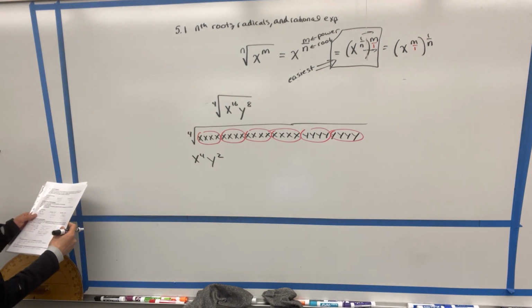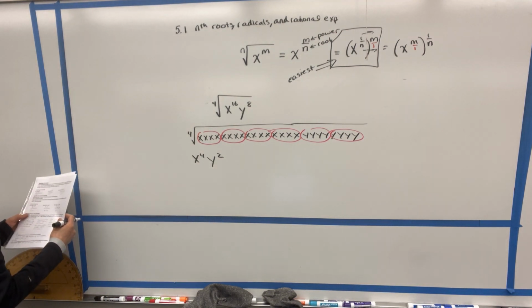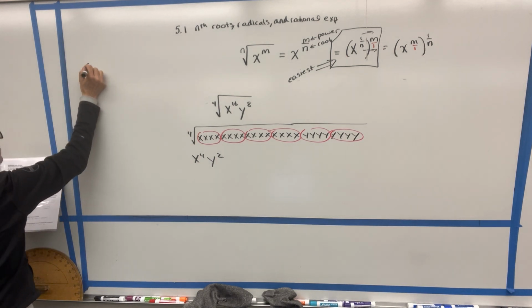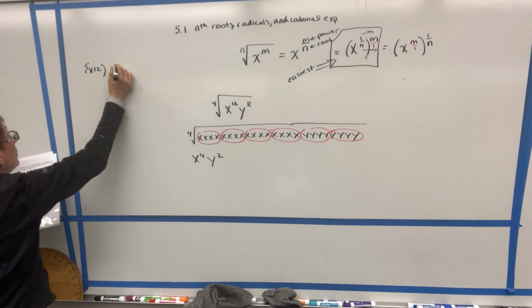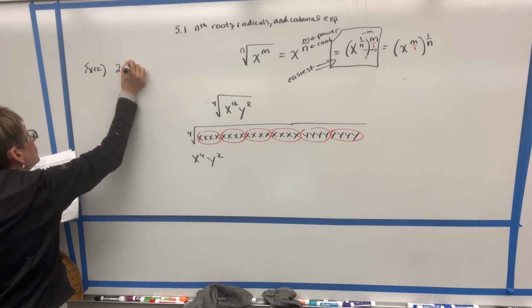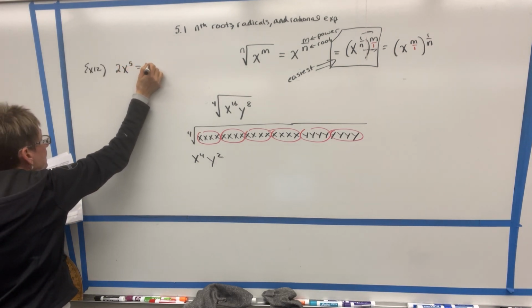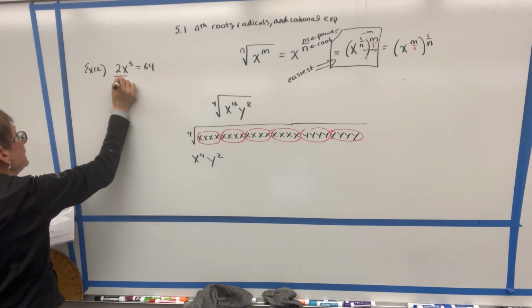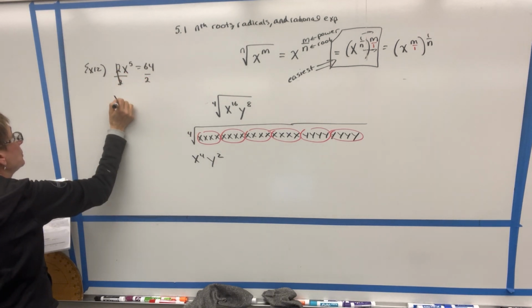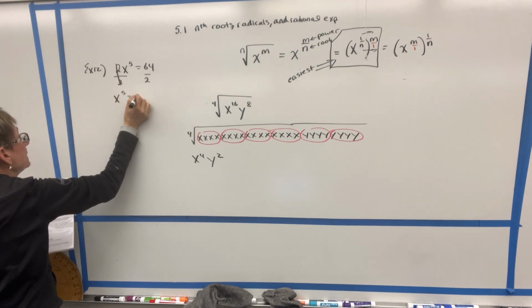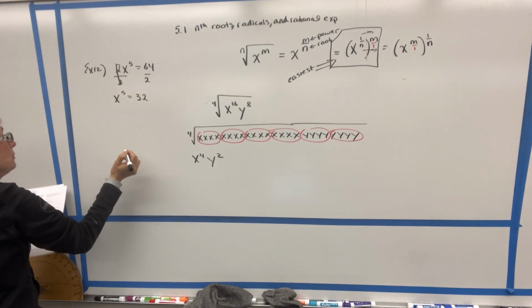So let's see here. I think this will be example number 12. We're doing a lot of examples here just because none of them really take that long. If I have 2x to the 5th equals 64, again, I want to isolate the variable first. So I divide both sides by 2, and that gives me x to the 5th equals 32.